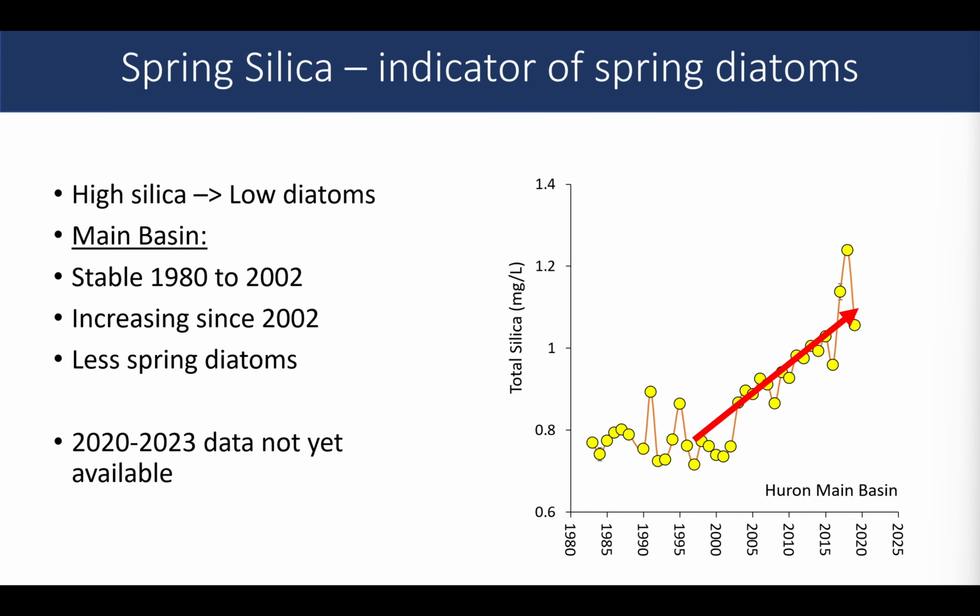Now, spring silica we use as kind of an index of the spring diatoms. So if you have increasing silica, you basically have fewer diatoms that are uptaking that. And generally, we have seen an increase of this spring silica since the same time period, this 2003 and 2004.